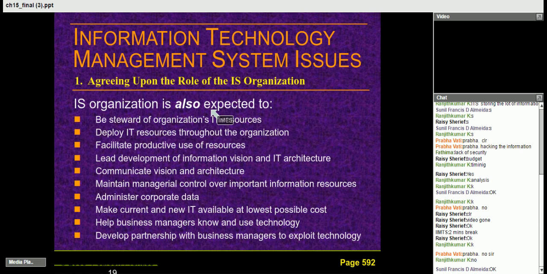Then agreeing upon the roles of the IS organization. Be steward of the organization's IT resources, deploy IT resources throughout the organization, facilitate productive use of resources, lead development of information vision and IT architecture, communicate vision and architecture, maintain managerial control over important information resources, administer corporate data, make current and new IT available at lowest possible cost, help business managers know and use technology, develop partnership with business managers to exploit technology.